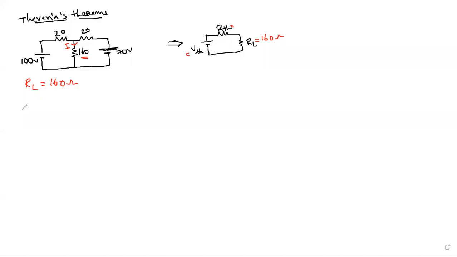VTH value. So what is the first procedure to calculate VTH? What is step one? Remove the resistance. Remove or open the load resistance terminals from the circuit. Right. So here the load resistance is how much? 160 ohm. So we need to replace the 160 ohm resistance with open circuit terminals. Done.